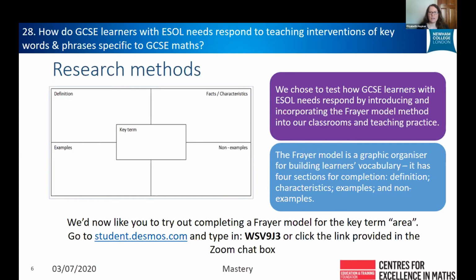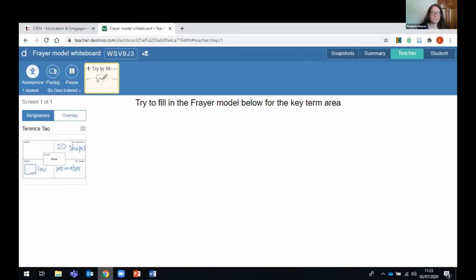WSV9J3. Now it's obviously a little bit harder to do because you're essentially drawing on a screen, but if you just want to have a try doing it for area online, I'm going to show you just for about a minute or a minute and a half or so the ones that you come up with. Now remember, your answers won't actually be seen by everyone. It is going to be anonymized. You'll get a mathematician's name.